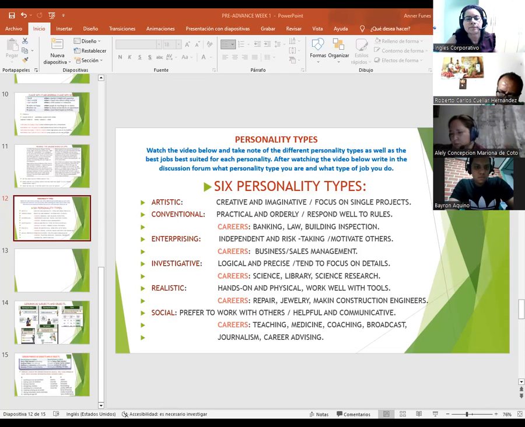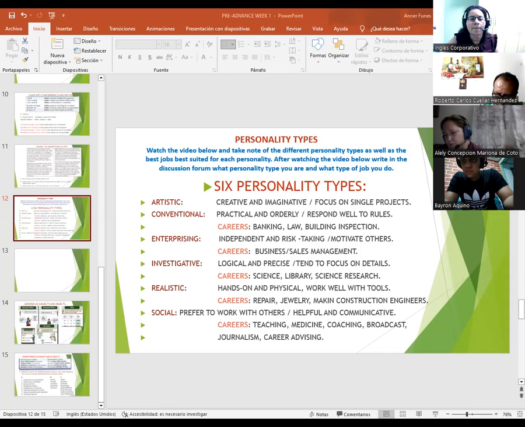Okay, so how many personality types are there? There are 6 basic personality types. Artistic, conventional, enterprising, investigative, realistic, and social. Now, the first type is artistic. These people are creative and imaginative, and they prefer to work on one project at a time rather than multitasking. What careers should artistic types pursue? The most important thing for this type of person is being in charge of a creative project. So careers to consider are landscaping, graphic design, web design.